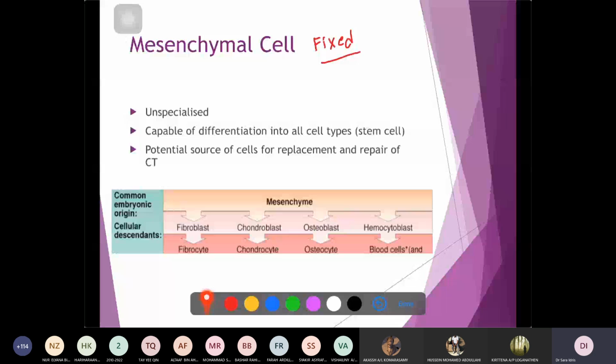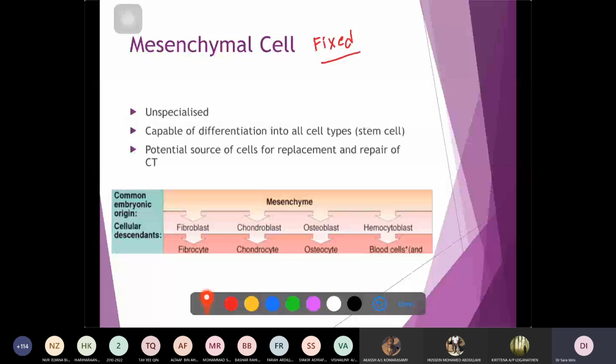So sometimes, if you need fibroblasts, they can change into fibroblasts. If you need osteoblasts, they can commit themselves to the osteocytic line. Okay, so they serve as a potential source of cells for replacement and repair of connective tissue. All right, so those are the three examples of your fixed cells, your fibrocyte and your fibroblast, depending on whether it's active or quiescent. And then you have the adipose tissue. So you have adipose cells, sorry.